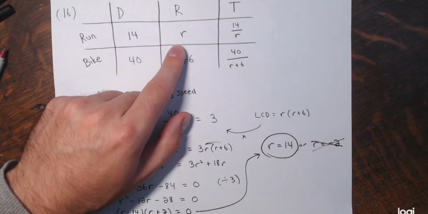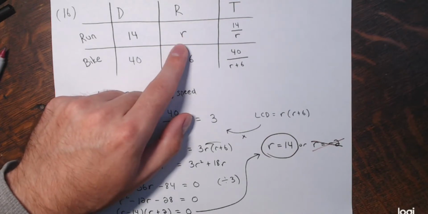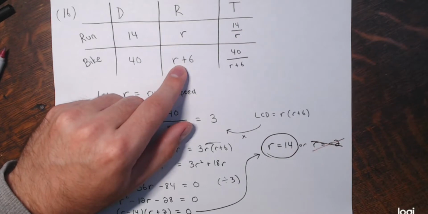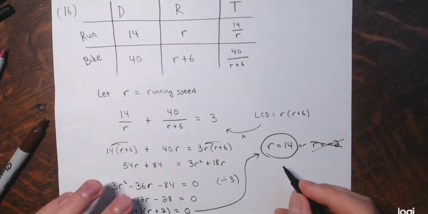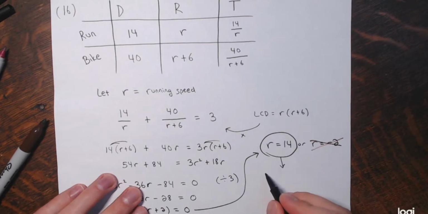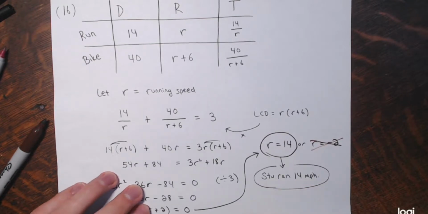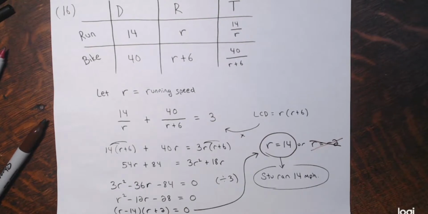So Stu here ran 14 miles an hour and biked 20 miles an hour, right, for these 14 miles and 40 miles. So that's what I'm going to write. Stu ran 14 miles per hour. Right? That's what r represented, his running speed. Okay. Next question.